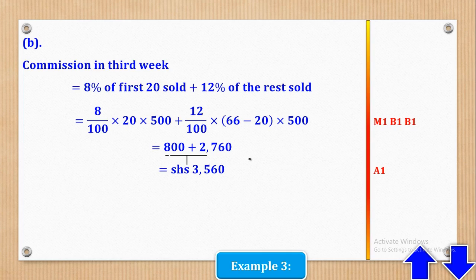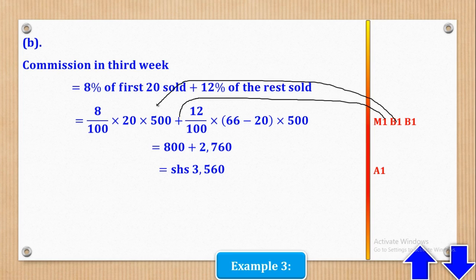And now let's see how much can be awarded. Now this M1 is for adding the two, then B1 is for the first commission and another B1 is for the second commission. Then A1 is for the output. So basically that's how the formulas could come about.